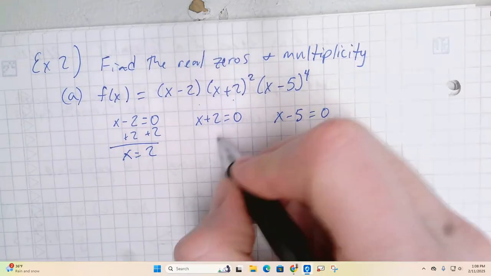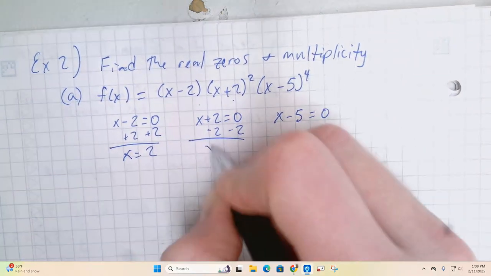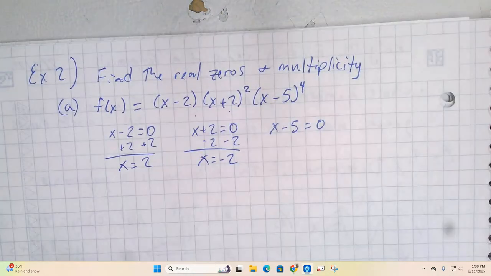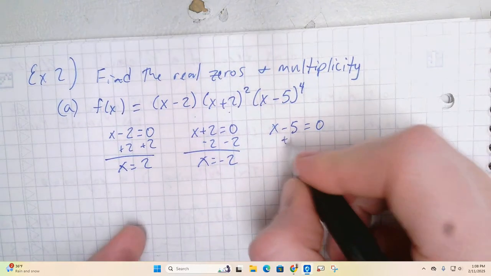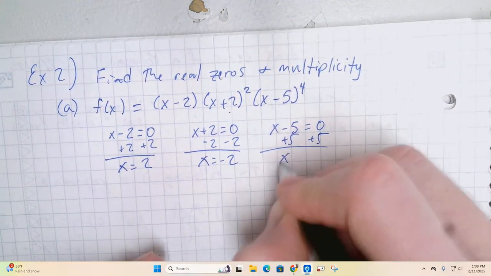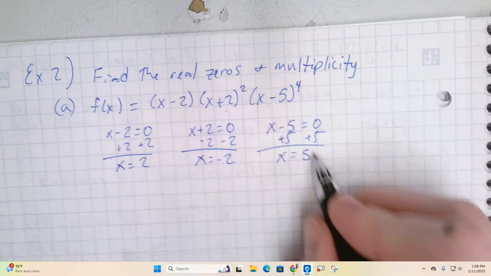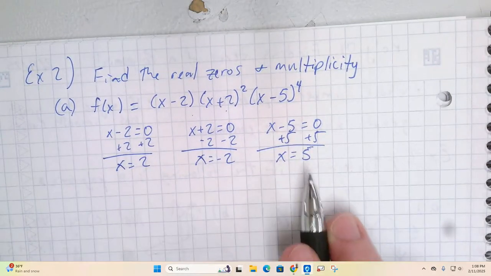The second one, you would do minus 2 to get x by itself. That gives you x is equal to negative 2. And then the third one, you do plus 5, and it'll give you x equals 5. So your solutions are positive 2, negative 2, and positive 5.